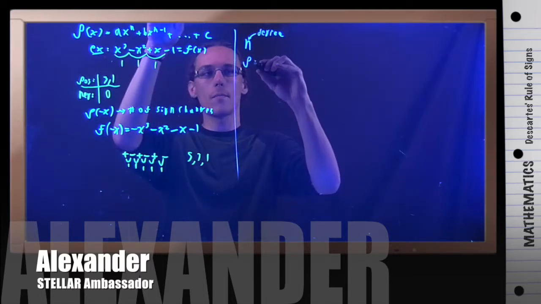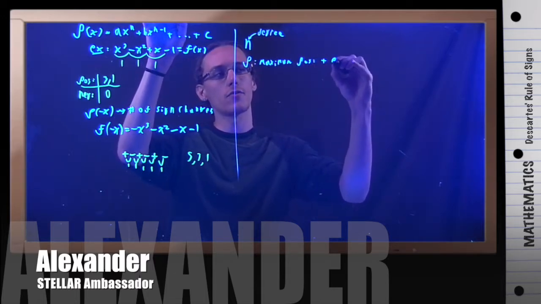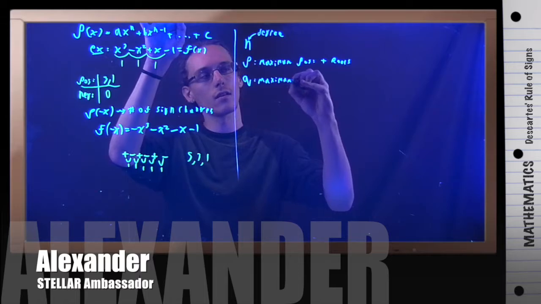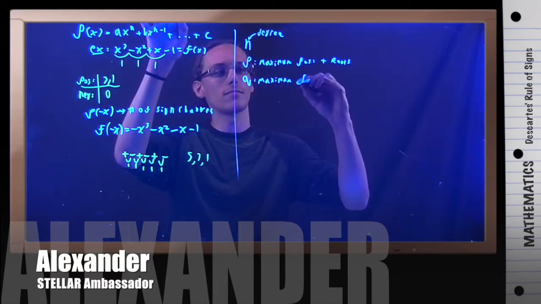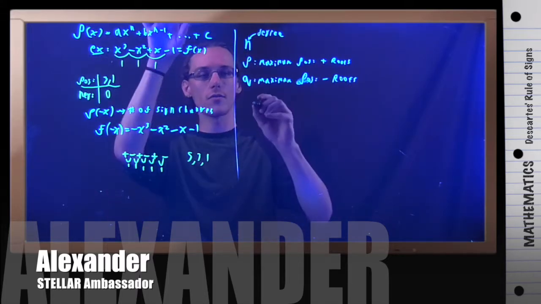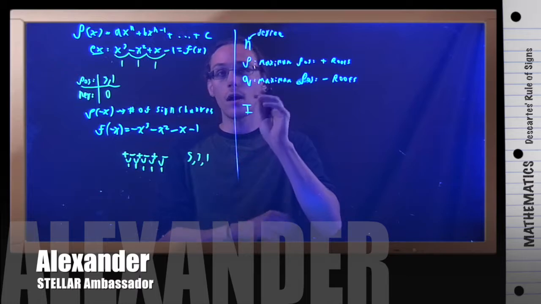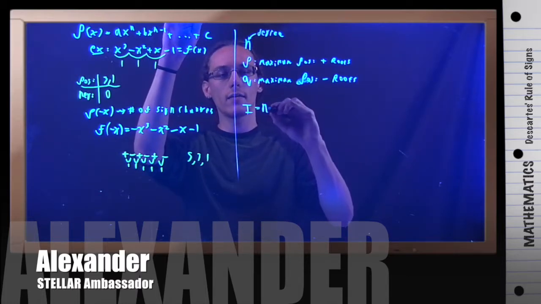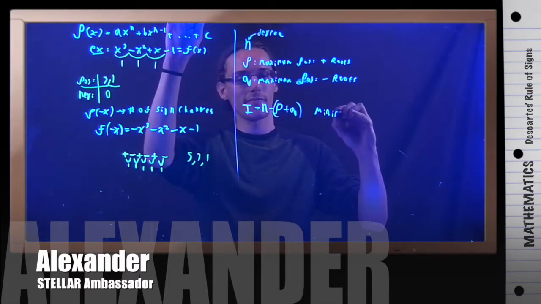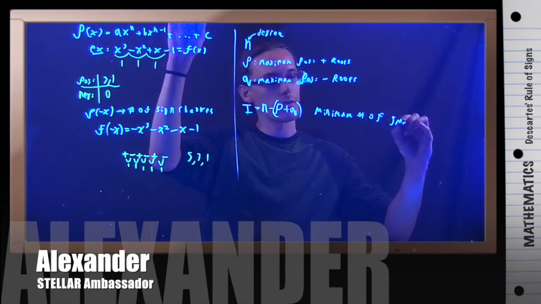P was the maximum possible number of positive roots. And Q is the maximum possible number of negative roots. Then if you want to know the number of imaginary roots, I'll just call it capital I. That's not standard notation or anything. That's just what I'm calling it. If you want to know the number of imaginary roots, you do n minus p plus q in parentheses. And this gives you the minimum number of possible imaginary or irrational roots. Both start with I.